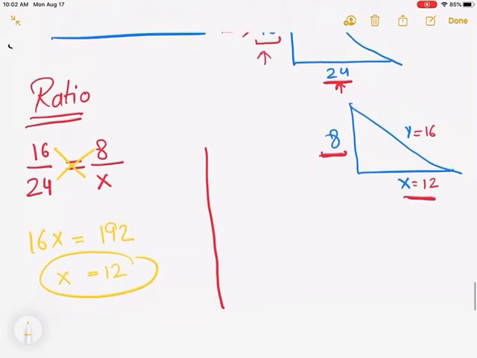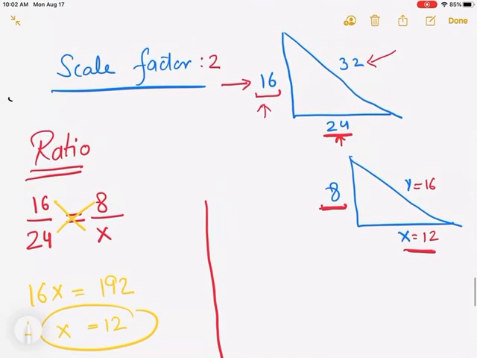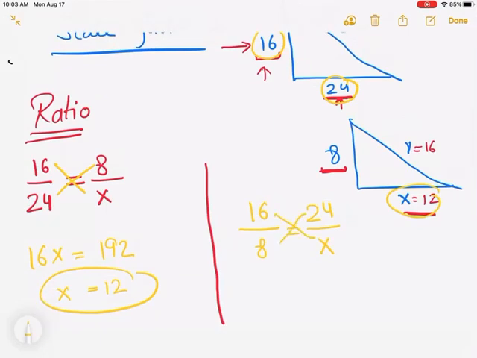All right, or if you don't want to do this, you could do another way, like here. I would take this side from the bigger triangle and put it over its corresponding side from the smaller triangle, which is 8. Do the same thing for the other one. I would take this side, 24 from the bigger one, and its corresponding side from the smaller one, which is x. Then just do cross product from there. 16x equals 192, and x is equal to 12. So either way it's going to be the same thing.